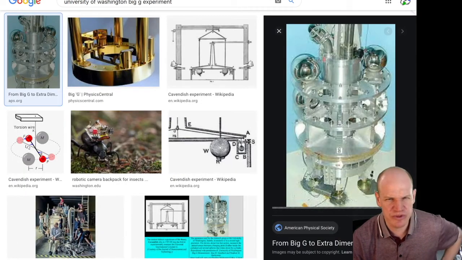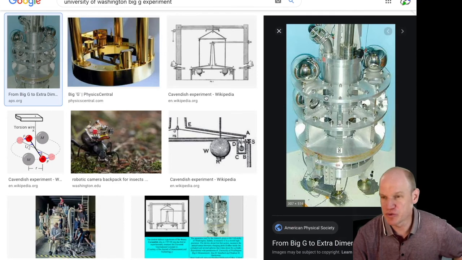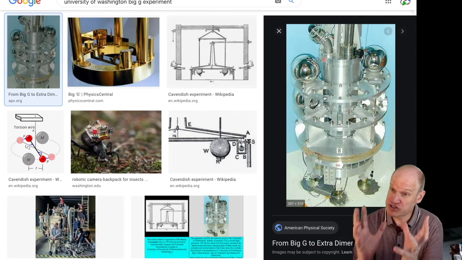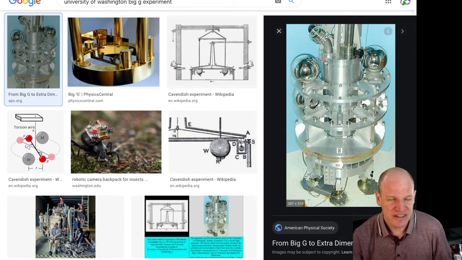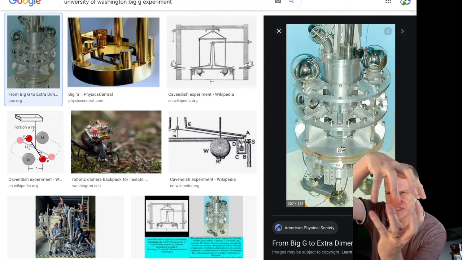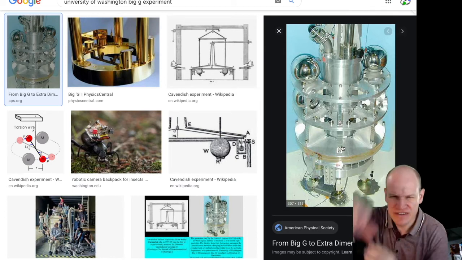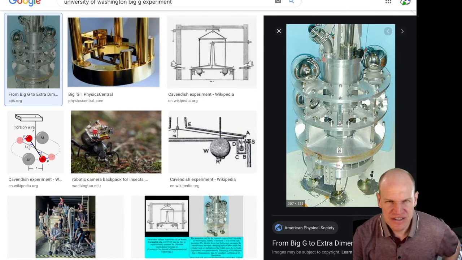This is an example of the kind of pendulum that you would build today. It's slightly more sophisticated than the one that we saw from the Cavendish experiment. So here's the Cavendish experiment here, and this is the torsion pendulum there. In this case, the torsion pendulum is about the size of a soup can, and it has these precision machined spheres on it.